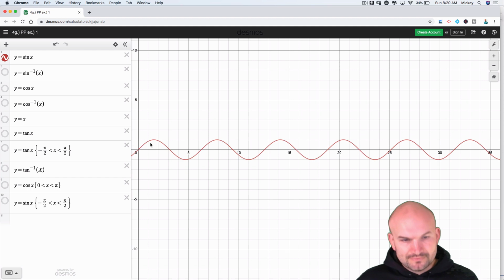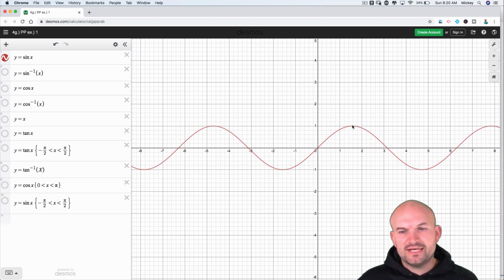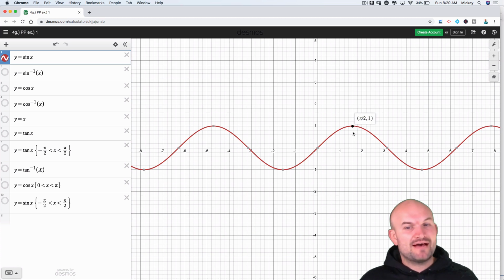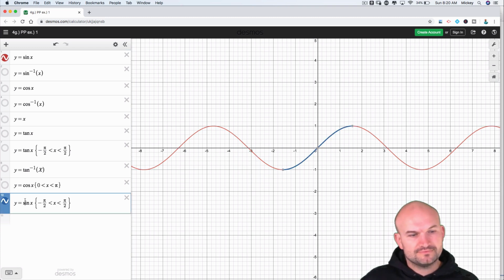So then we said, well, if we look to the right, the farthest we can go is going to be pi halves, because once I go past pi halves, the y values start to repeat themselves. So let's say the farthest we want to go is pi halves. And then as we start going to the left, I can go to 0, but I can actually go all the way over to negative pi halves. But once I go to the left of negative pi halves, the y values are going to start to repeat themselves. So the best restriction is going to be between negative pi halves and pi halves.